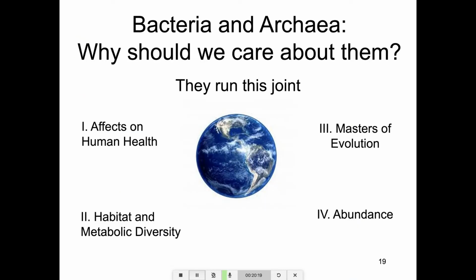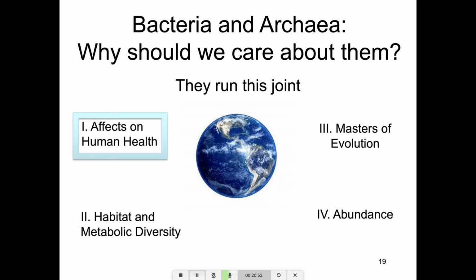So why should we care about bacteria and archaea in general? Because they run this joint. They play extremely important roles in the functioning of life on Earth. They can affect human health. They have extreme habitat and metabolic diversity, so they can live in a lot of places that other organisms are not capable of living. They are masters of evolution, and I'll talk about what I mean by that in a few slides. And they're extremely abundant, the most abundant organisms on Earth.